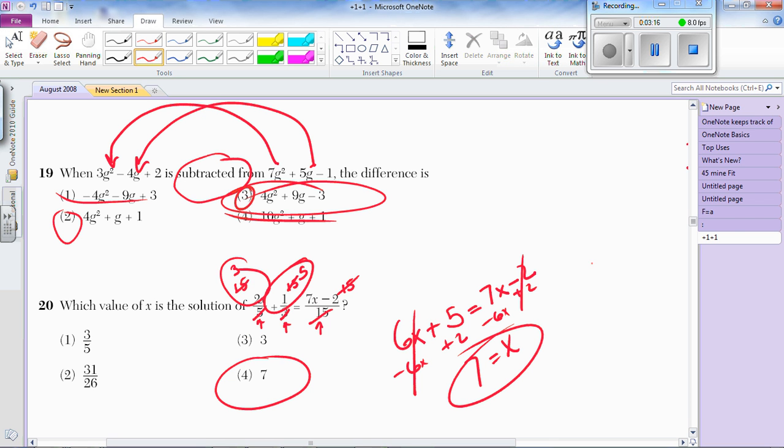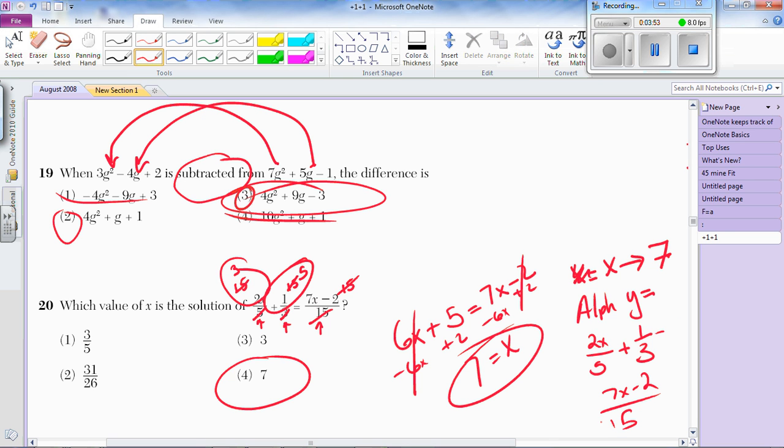Now as another way to do this problem, I could do x equals, I'd start with 3 or 7. In this case, I would store 7 in x. And then I would use my alpha, y equals, and I'd say, okay, alpha y equals 2x over 5 plus 1 plus 3. Get the number. And then I would do 7x minus 2 over 15, using alpha y equals again. Hopefully these numbers match. We did it right.